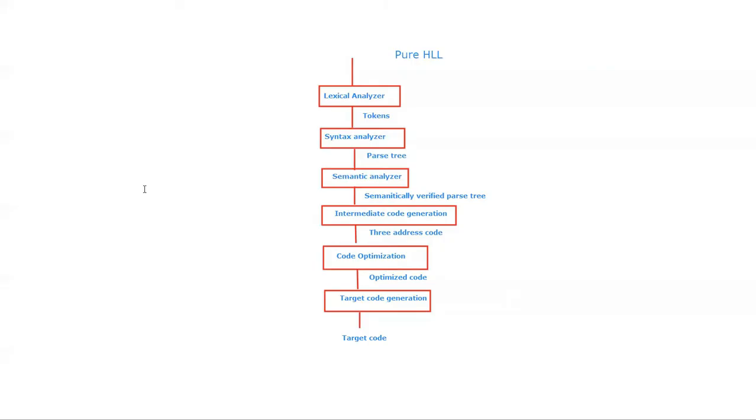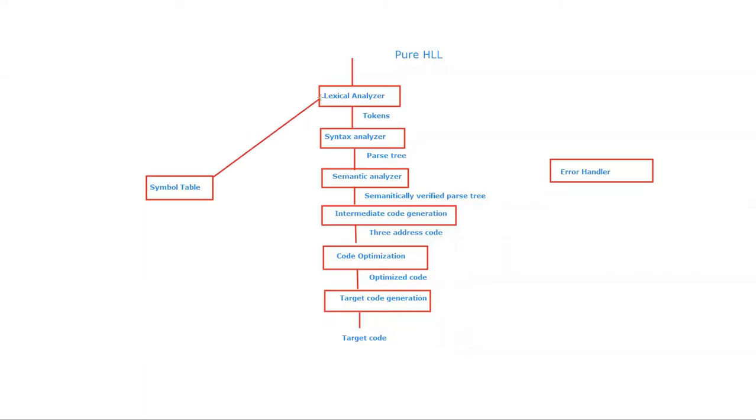Now most importantly, with all phases there are 2 parallel things which run. One is the symbol table and another is the error handler. Right? And these are connected with all the phases.